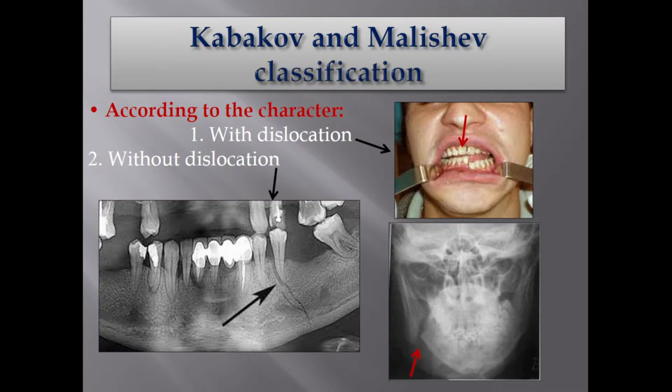And by red arrows, you can see fractures with dislocation. It's a photo of our patient with a fracture with dislocation, and we can see the dislocation by visual examination. A symptom of this is a step on the occlusal surface of the teeth, and we can guess that the opposite side or lower border of the mandible will have this step too, and we can easily palpate it. And on the extraoral X-ray, we can see this dislocation too.